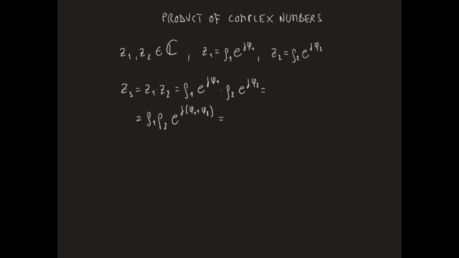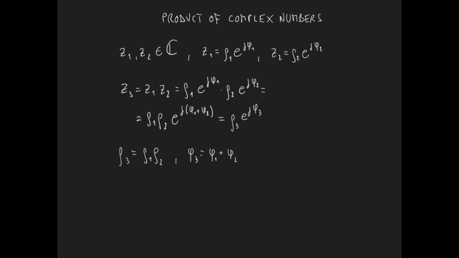This corresponds to a complex number with a modulus rho 3 and a phase phi 3, where the modulus rho 3 is the product of rho 1 and rho 2, and the phase phi 3 is the sum of the phases of the complex numbers Z1 and Z2. The result on the phase has been obtained by simply applying the product property for exponents.